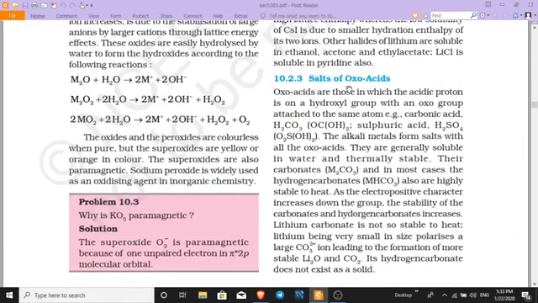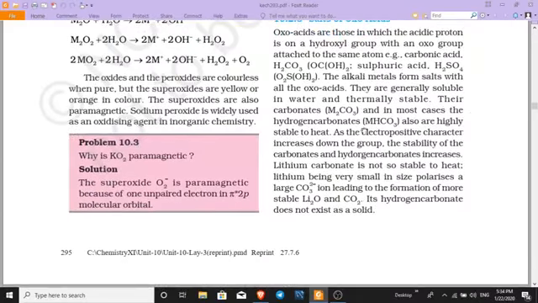Now coming to salts of oxoacids. Oxoacids are those in which the acidic proton is on a hydroxyl group with an oxo group attached to the same atom. Carbonic acid and sulfuric acid, and the alkali metals form salts with the oxoacids. These are generally soluble in water and thermally stable. They are carbonates, and in most cases the hydrogen carbonates are also highly stable to heat.